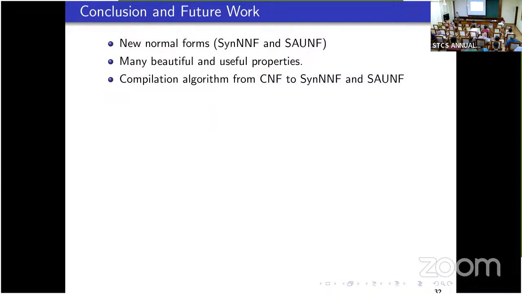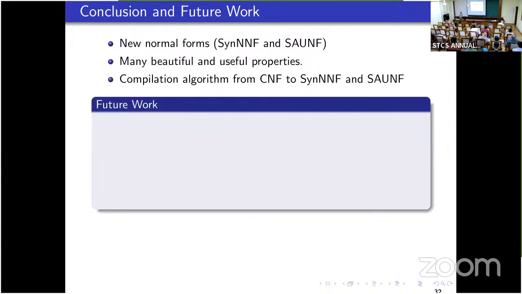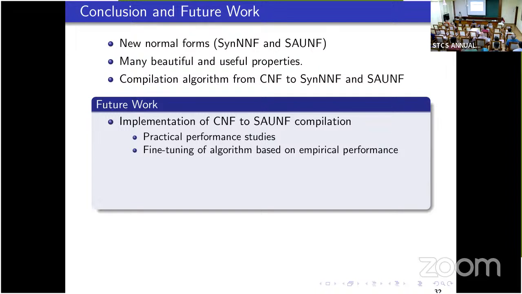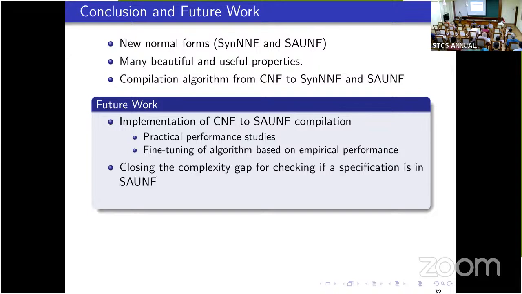Okay, so to conclude: there are some new normal forms. They have some nice properties. We have some compilation algorithms, and we have the algorithm for compilation to SynNNF. This is still ongoing. There are some complexity gaps that need to be plugged. And going beyond the Boolean case is, of course, another story for another time. It turns out that most of the things are not even completed, forget about efficient compilation. So, okay, thanks.